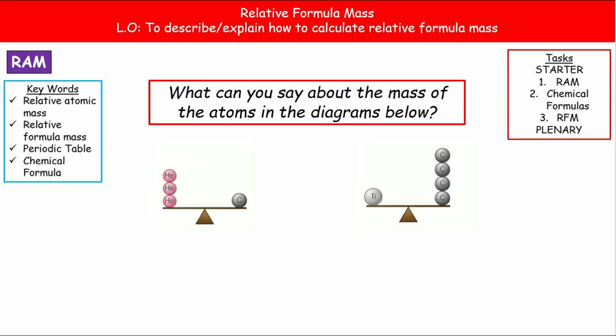Start us off then, we've got 2 diagrams on our screen. What I want you to do is just jot down in your book what you can say about the mass of the atoms in those 2 different diagrams. So just 30 seconds to have a go at that.